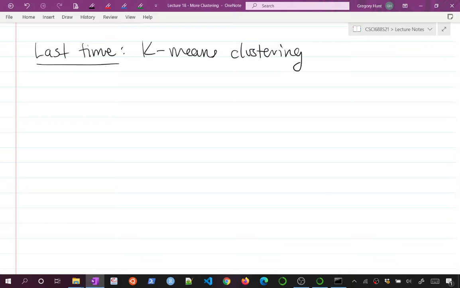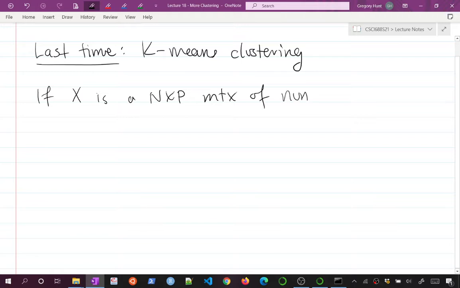And we had built this up in the context where I have some x, and it's some n by p matrix of covariates. If x is an n by p matrix of numeric covariates, and for clustering we have to define a dissimilarity.